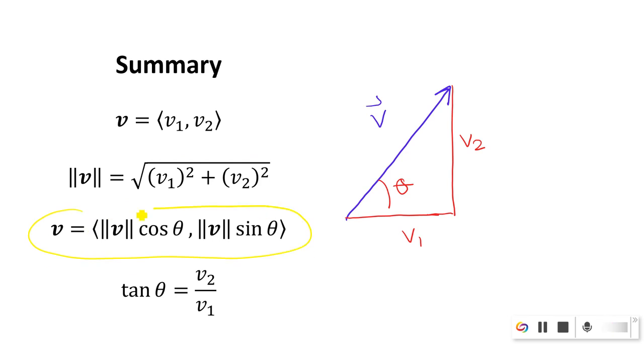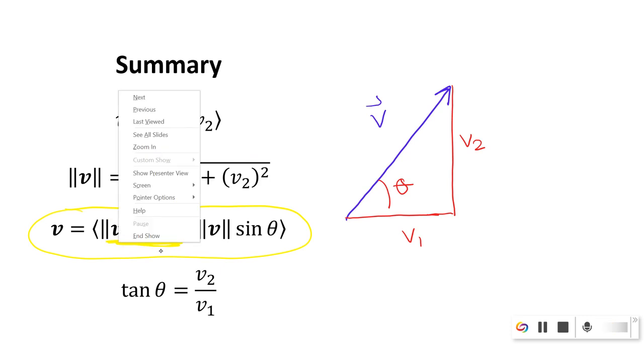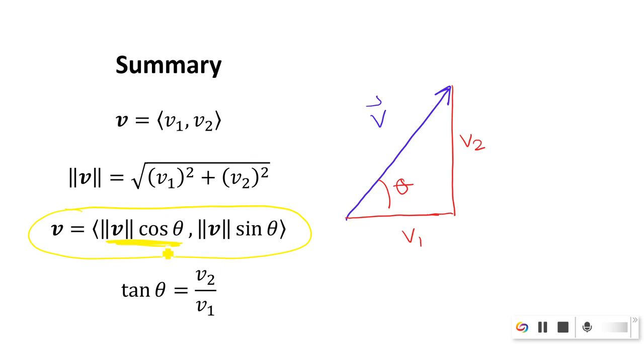The third thing we just learned in the previous slide: if we are given a magnitude and an angle, we can also write our vector in component form, just using our SOHCAHTOA or our right triangle trigonometry. The horizontal component is always going to be our magnitude times cosine theta, and our vertical component will always be our magnitude times sine theta, where theta is the angle that vector makes with the positive x-axis.